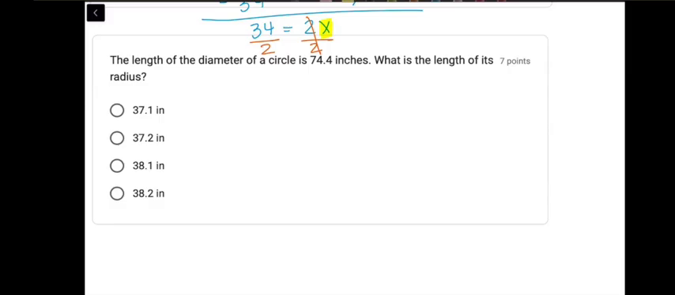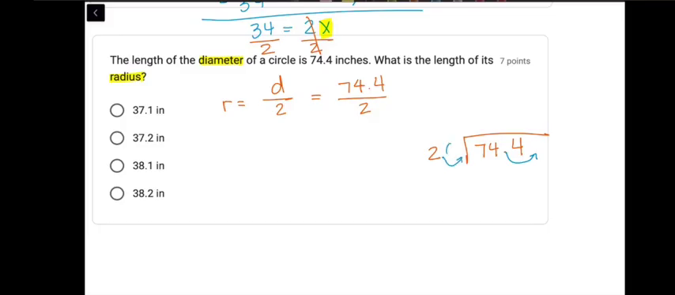In this problem, we have the length of the diameter of a circle is 74.4 inches. What is the length of its radius? The relationship between diameter and radius of a circle is that the radius is equal to half of the diameter. So given that the diameter is 74.4, we're going to go ahead and divide that by 2. 74.4 divided by 2. I'm going to go ahead and move this decimal point all the way to the end so it doesn't cause me any issues. But if I move it on the inside ones, I have to move it on the outside ones. And I'm going to fill in this empty spot with a 0. So now I'm working with 20 and 744, which is perfectly fine.